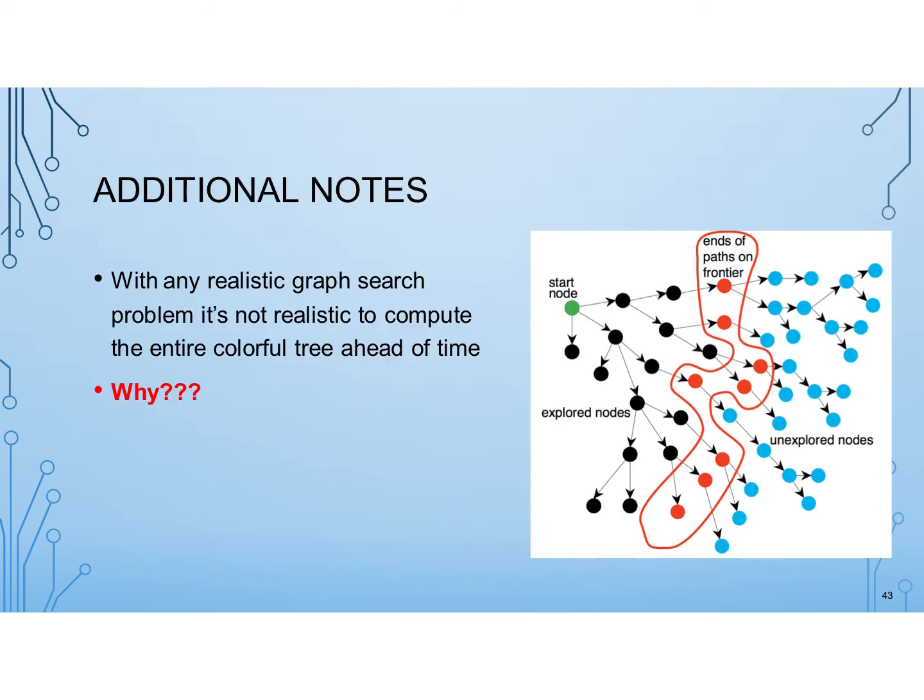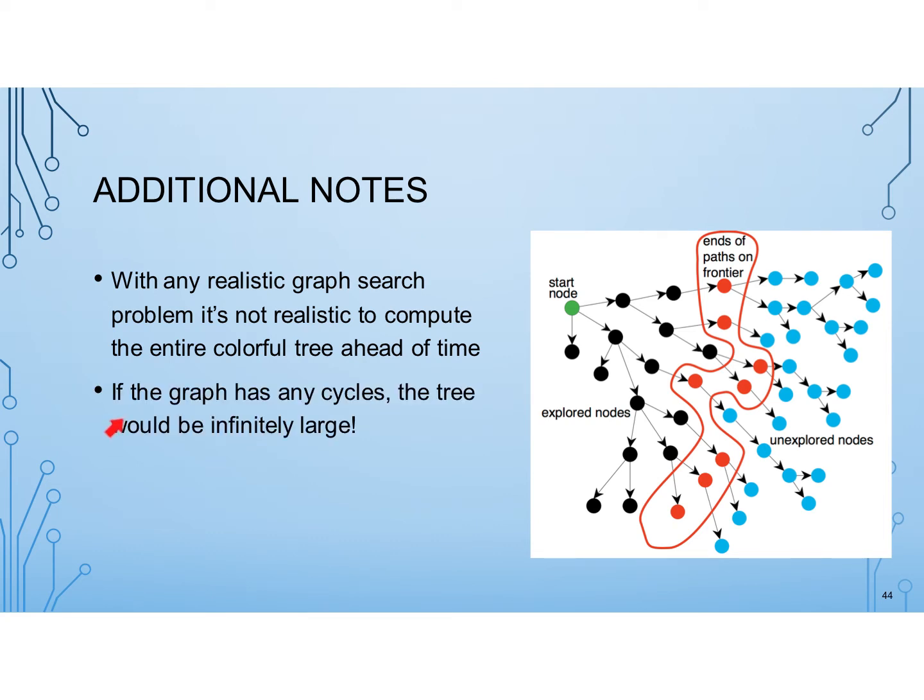Now, I mentioned this before. If you have any sort of real-world graph search problem, it's usually not very realistic to compute the entire colorful tree ahead of time, and figure out what all of these things are. See if you can think why. You might even pause the video for a minute and think for a second before I give you the answer.